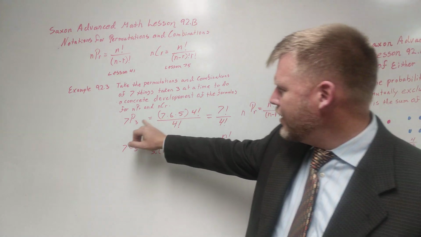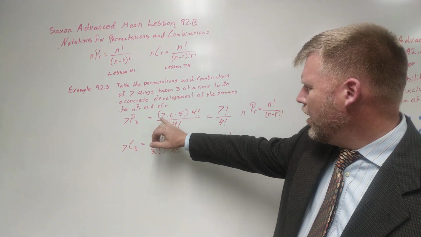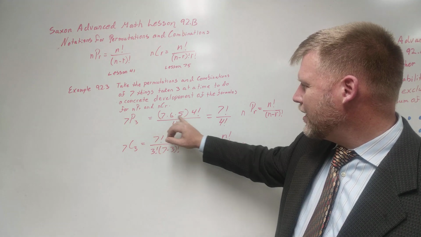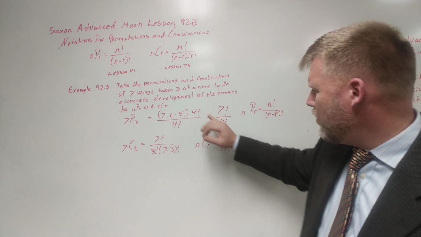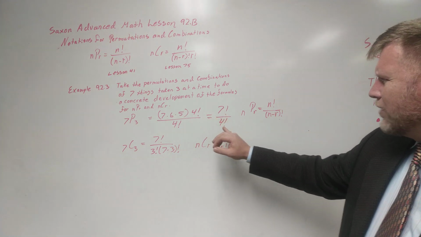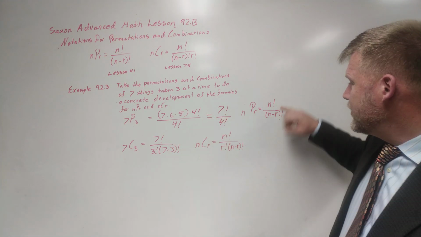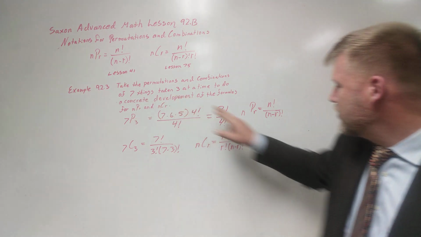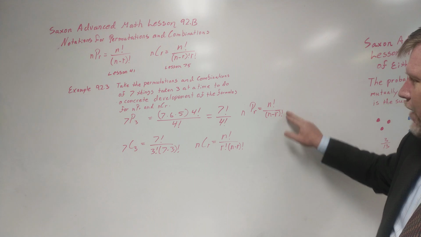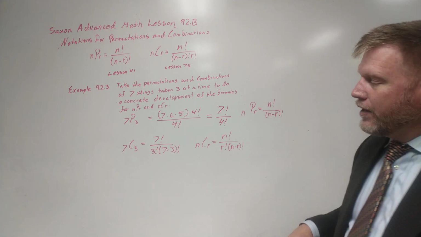I could rewrite this using the correct formula. It's really going to be 7, 6, 5, 4 factorial over 4 factorial. We canceled those out, but if I put them back in there, you can see it's really 7 factorial over 4 factorial, which is, where did the 4 come from? And that would be 7 minus 3 factorial underneath.